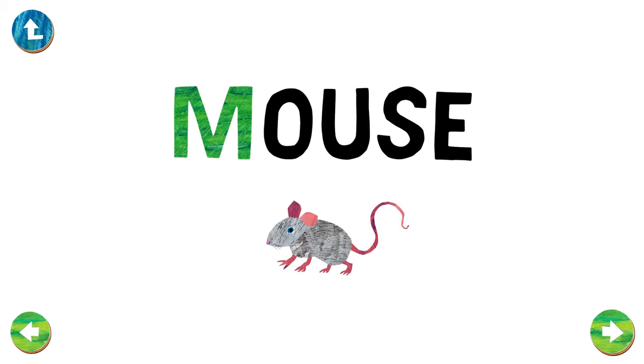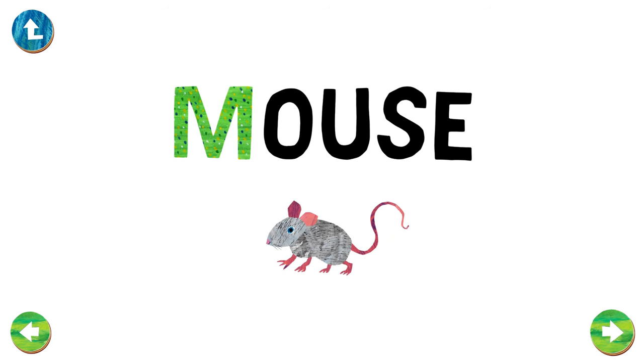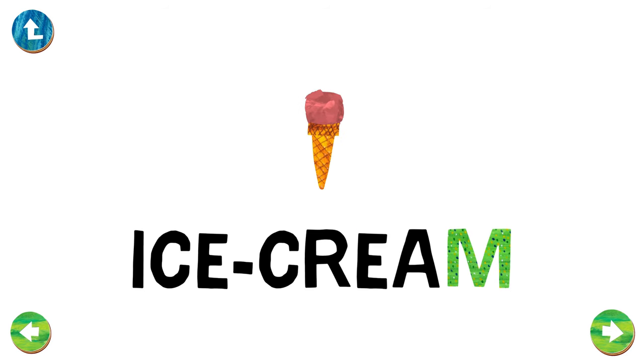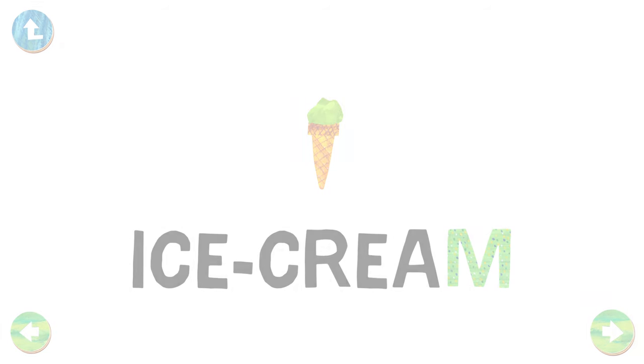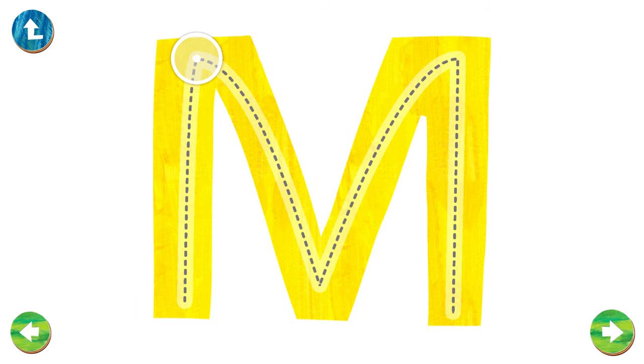M is for mouse. Mouse. M. M. Mouse. M is in the word ice cream. Ice cream. M. M. Ice cream. Trace the letter M with your finger.